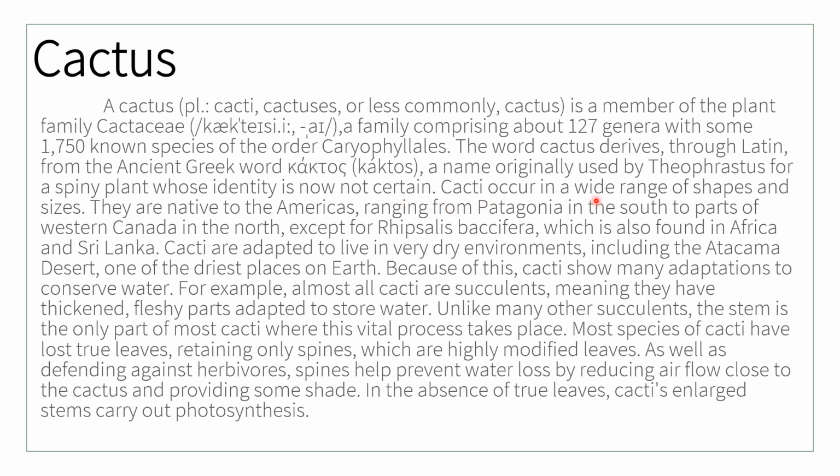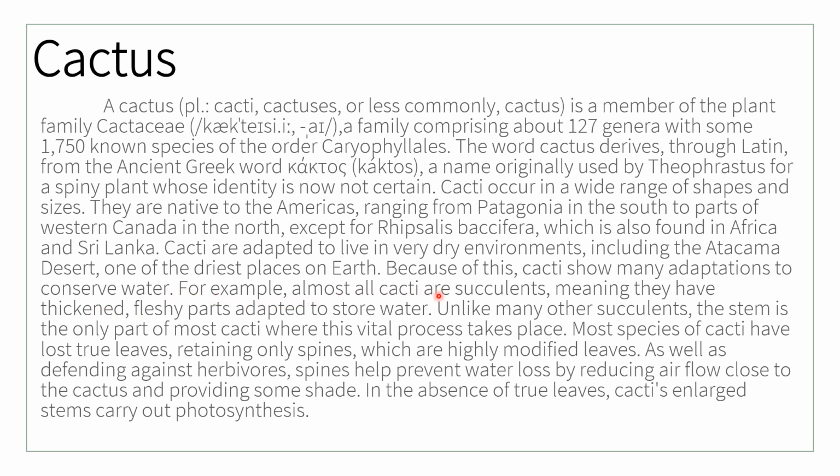Cacti occur in a wide range of shapes and sizes. They are native to the Americas, ranging from Patagonia in the south to parts of western Canada in the north, except for Rhipsalis baccifera, which is also found in Africa and Sri Lanka. Cacti are adapted to live in very dry environments, including the Atacama Desert, one of the driest places on Earth. Because of this, cacti show many adaptations to conserve water.